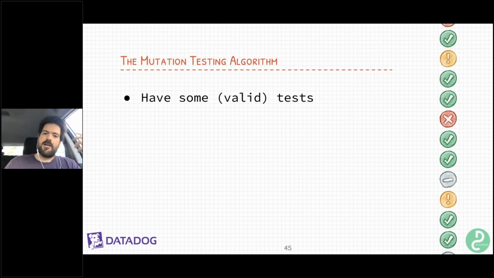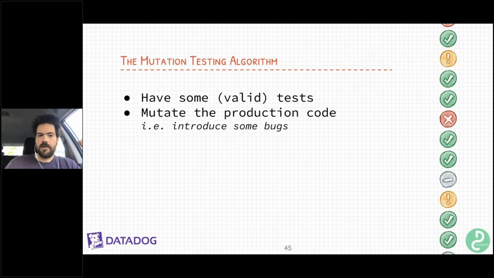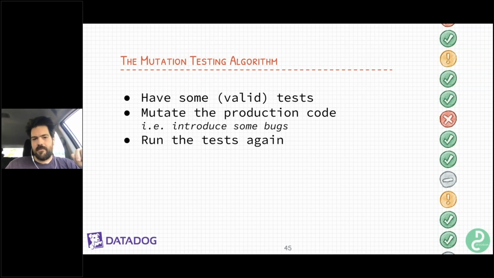The basic idea is that you're going to have some valid tests. You're going to introduce mutations in the production code, so you're basically going to introduce some bugs. You're going to change some parts of the bytecode, and then you're going to run the tests again. So mutation testing doesn't touch the tests at all. It tests the production code. And then you're going to verify that the tests fail when you change the production code.